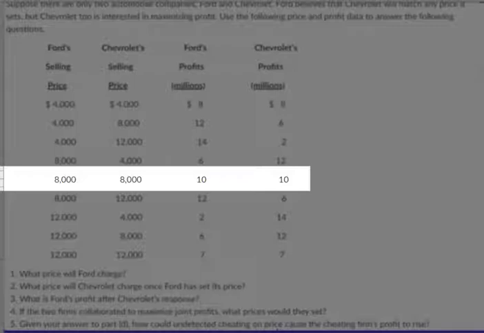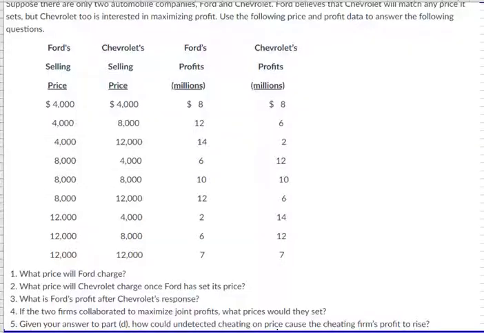So if Ford believes in the matching, they're going to charge 8,000, believing Chevy's going to match, and that's the maximum profits possible. You get it? Let's move to the next one.